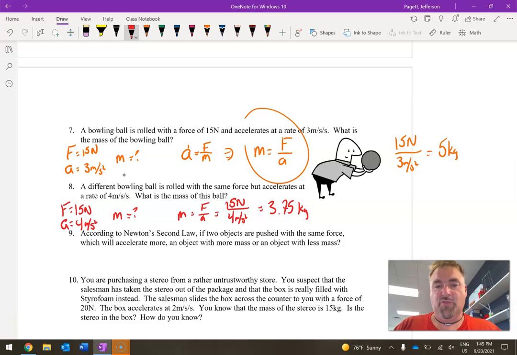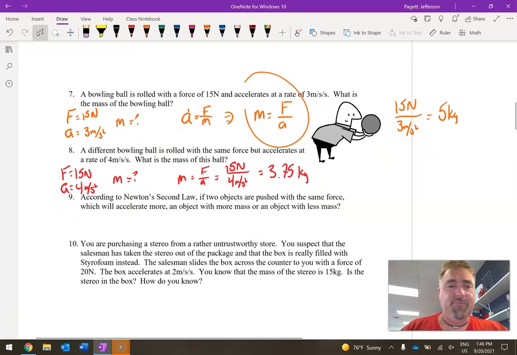Because I'm doing newtons over meters per second squared. Here's the other thing, too. If you don't remember the unit of mass is kilograms, you could just leave that as newtons divided by meters per second squared, and it's still going to be perfectly right.